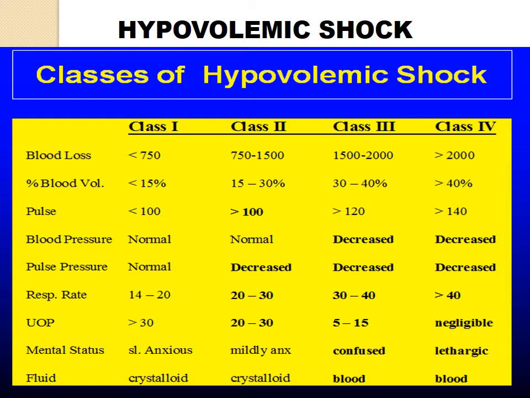For example, class 1: there is a blood loss of 70 ml, and percent of blood volume is 15%. Pulse is less than 100, blood pressure normal, pulse pressure normal, respiratory rate 14 to 20. Here we already discussed urinary output, which is greater than 30, and mental status is slightly anxious. Here we are giving the treatment with fluid crystalloids.